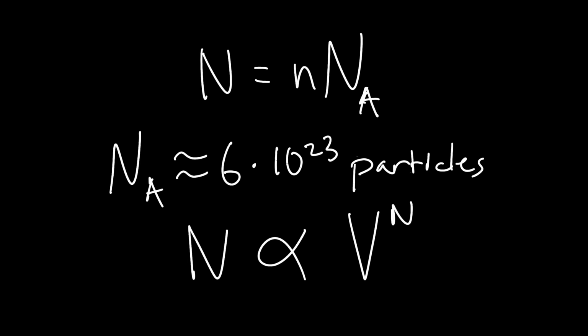Next, we account for how many microstates there are going to be. We know that the number of molecules in the gas is equal to the moles times Avogadro's number, which is 6 times 10 to the power of 23 particles, and V to the power of this number of molecules is directly proportional to the number of microstates, because with a larger space to move in, the molecules produce more microstates, directly proportional to the volume.